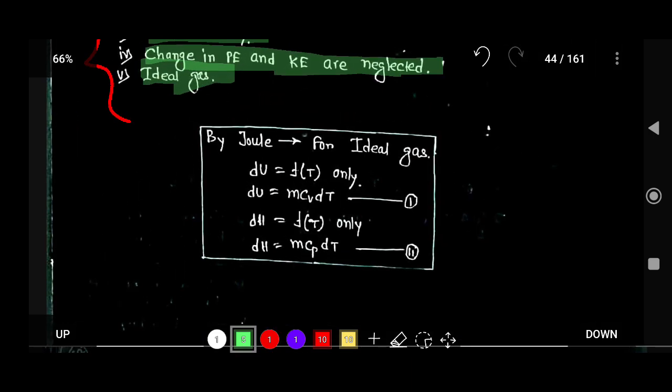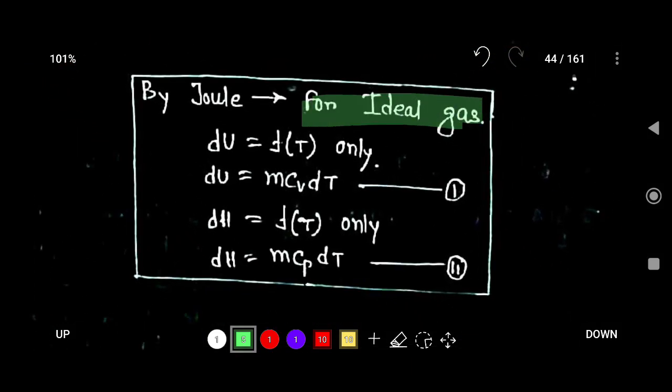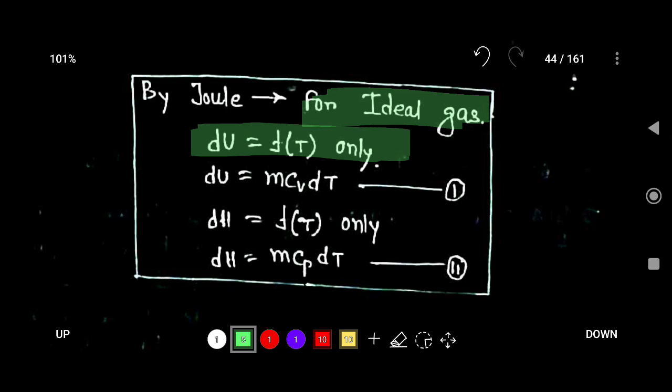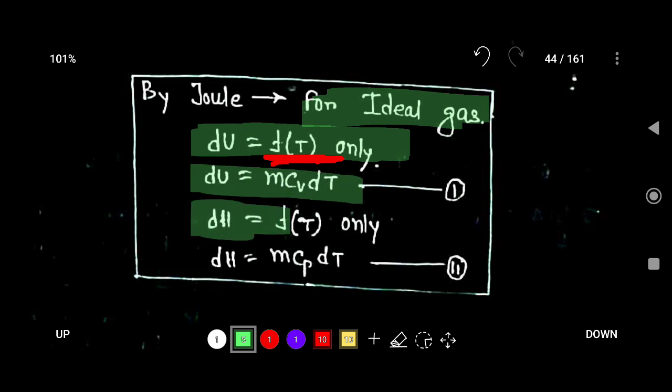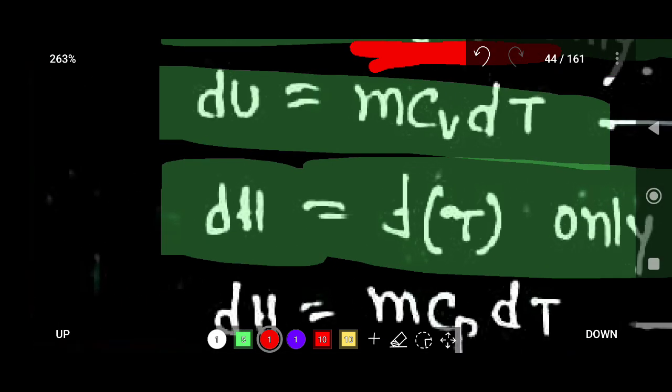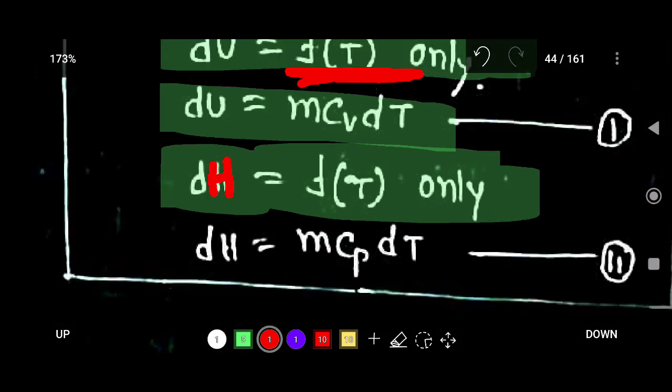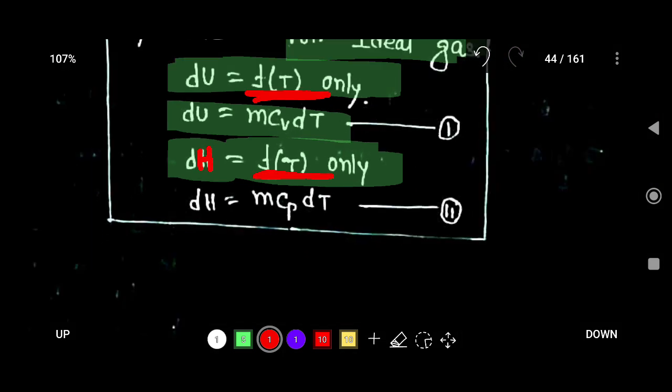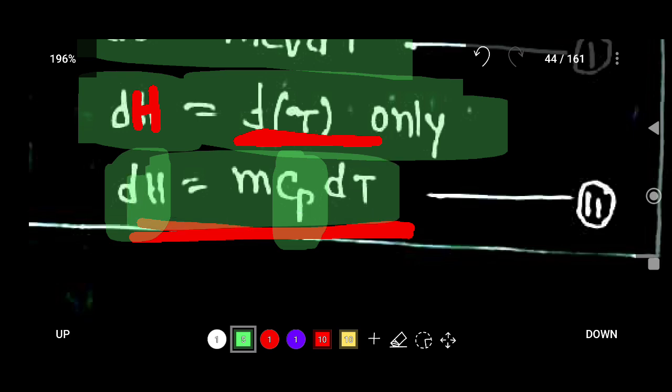By Joule's law for an ideal gas, internal energy is a function of temperature. So the formula is du equal to m cv dt. Enthalpy, the change in enthalpy dh, is also a function of temperature. So dh is equal to m cp dt. Remember, dh is equal to m cp dt.